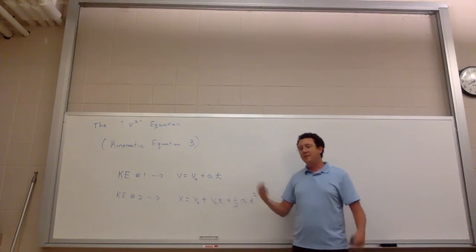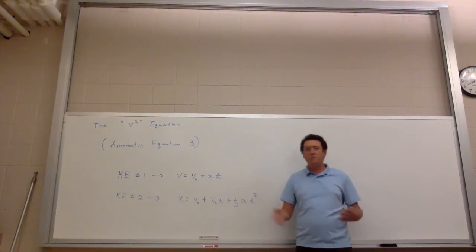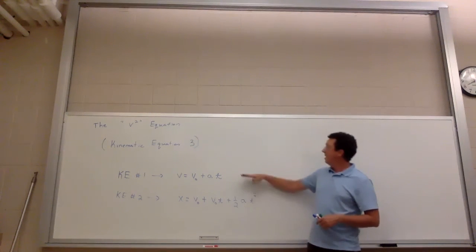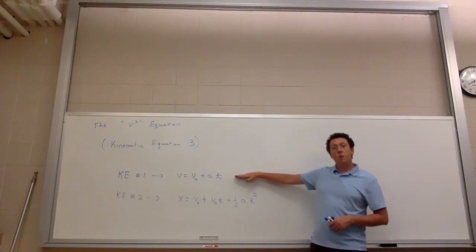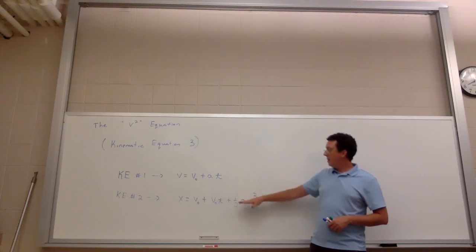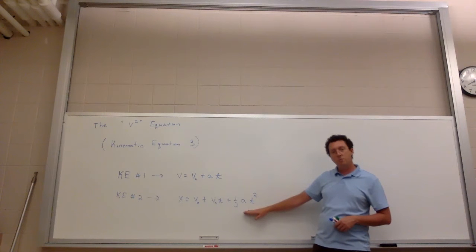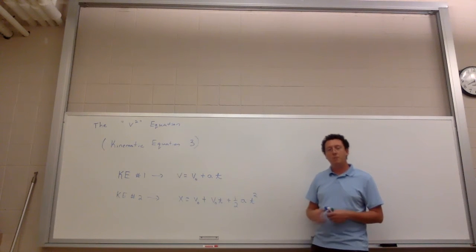Because then you don't have to deal with the quadratic equation and square roots and all this stuff that you just don't want to deal with. So let's do that. Let's start with equation number 1, and then plug the expression for time into kinematic equation 2, and then we'll rearrange it and see what we get.